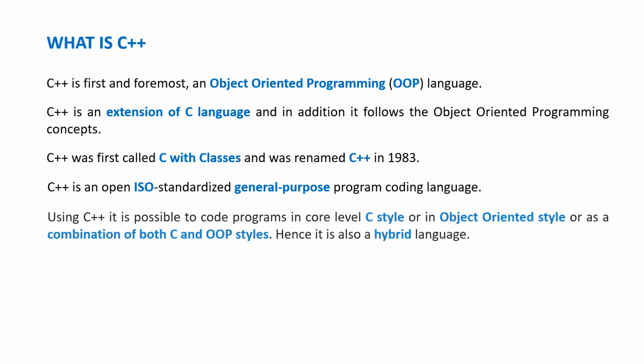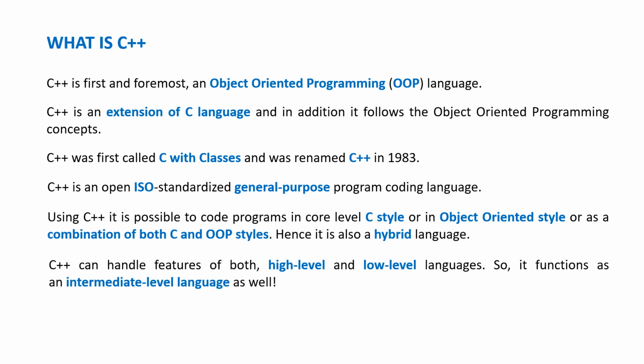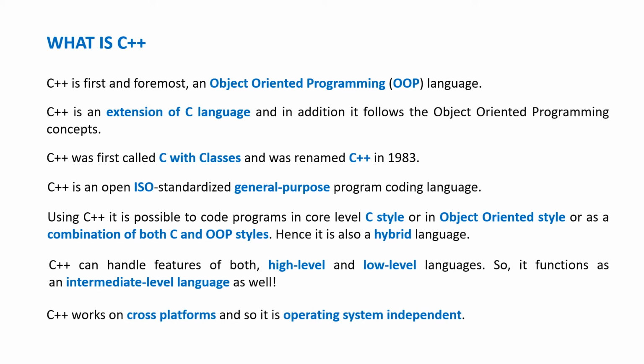Using C++, it is possible to code programs in core-level C style, or in object-oriented style, or as a combination of both C and OOP styles. Hence, C++ is also a hybrid language. C++ can handle features of both high-level and low-level languages. So, it functions as an intermediate-level language as well. C++ works on cross-platforms, and so, it is operating system independent.